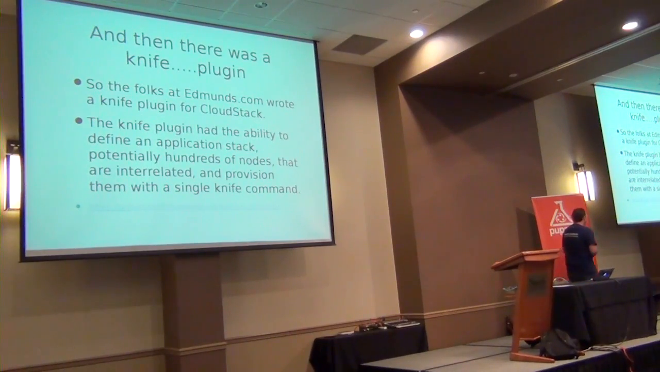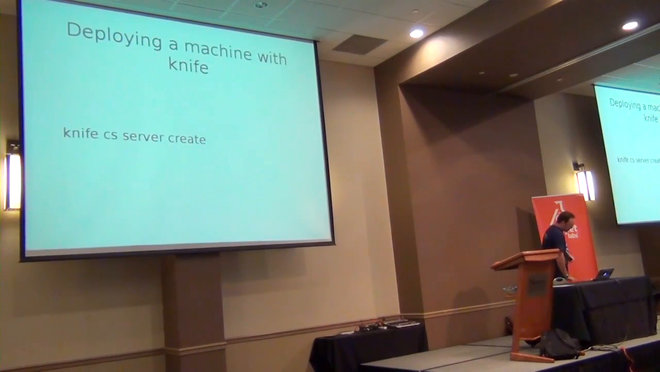There's gazillions of plugins. So they wanted the ability to provision hosts via this plugin, with Knife, and they also wanted to be able to define an application stack. So they wrote a Knife plugin, and there's a link to it. So this is what deploying a virtual machine with Knife looks like. Knife, CS, server, create, and then you're going to pass some details, the name of the machine, how many resources, etc. But then you can take it a step further.